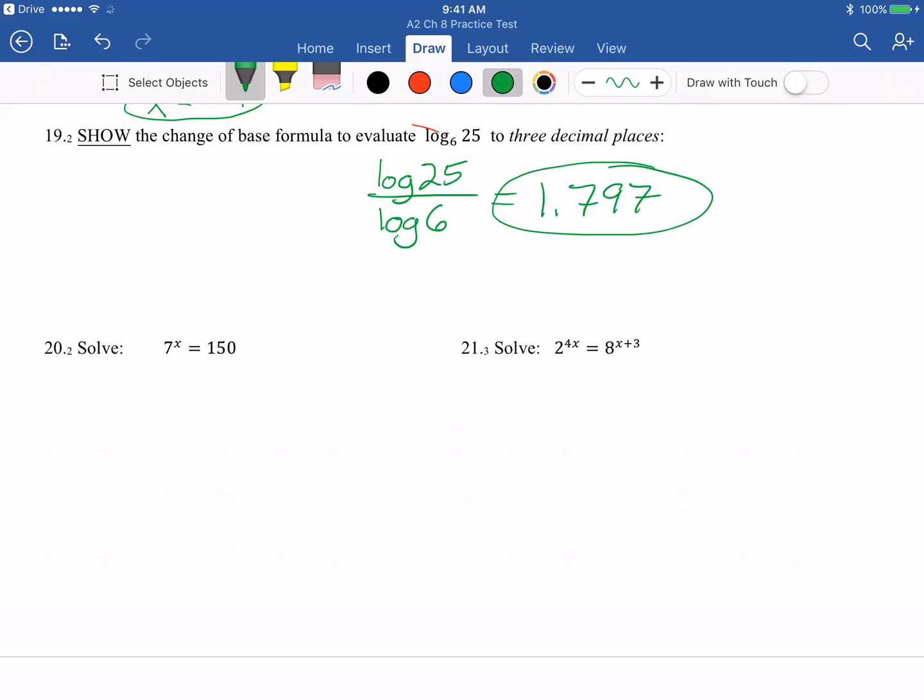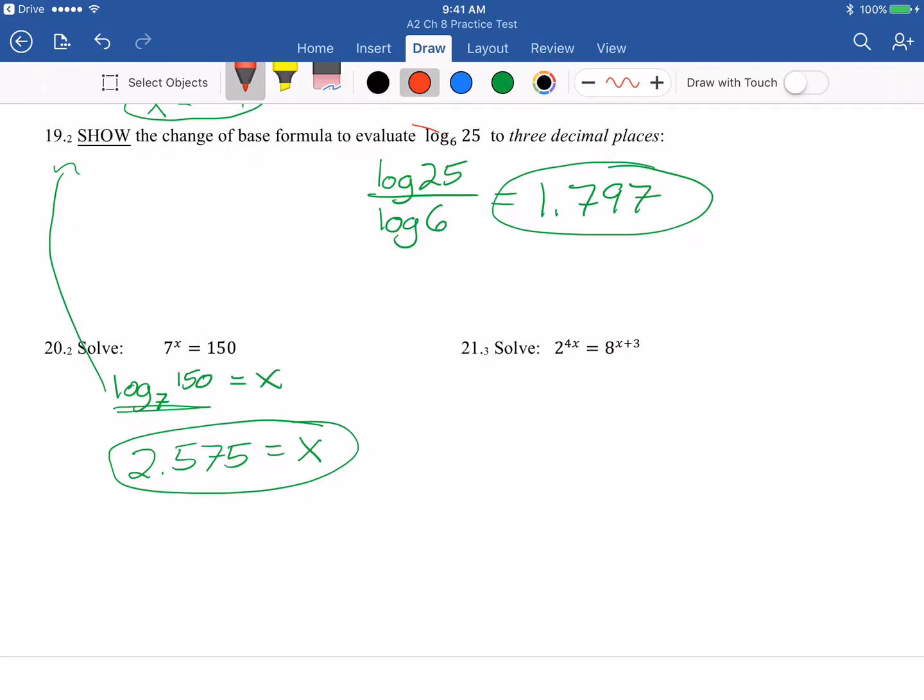All right, number 20, we have to solve this guy. This guy's in an exponent form right here. So I'm going to have to change it into log. So I'm going to make this the log base 7 of 150 equals x. All right, so if I put this guy into my calculator, just like we talked about in 19, I should get that 2.575 equals x.